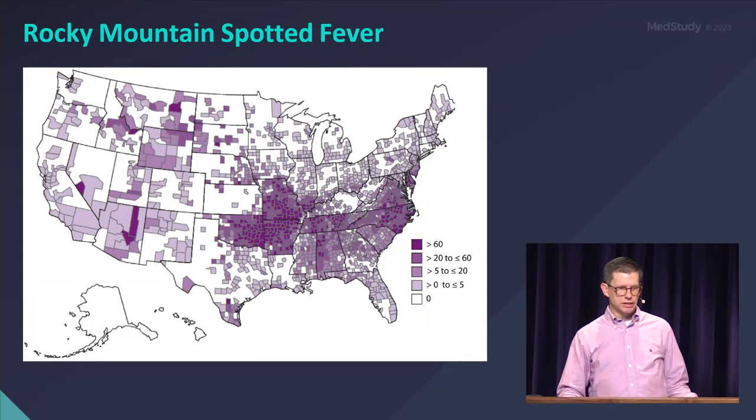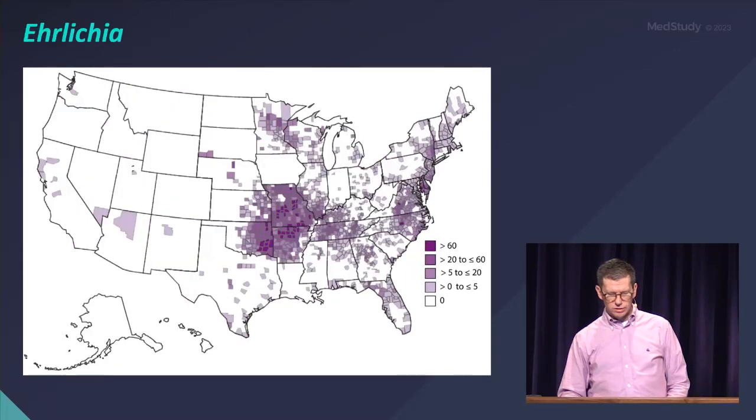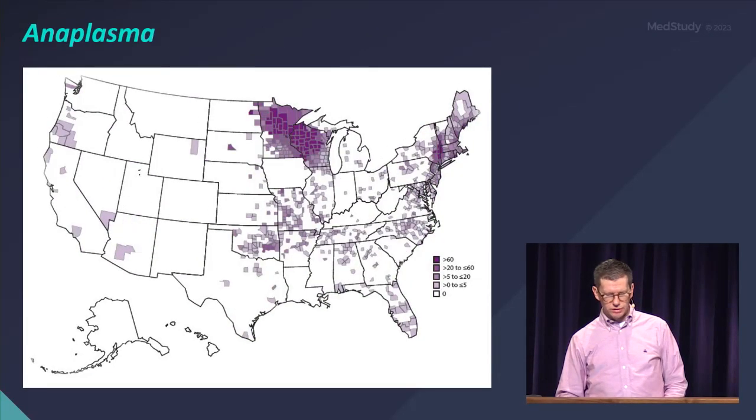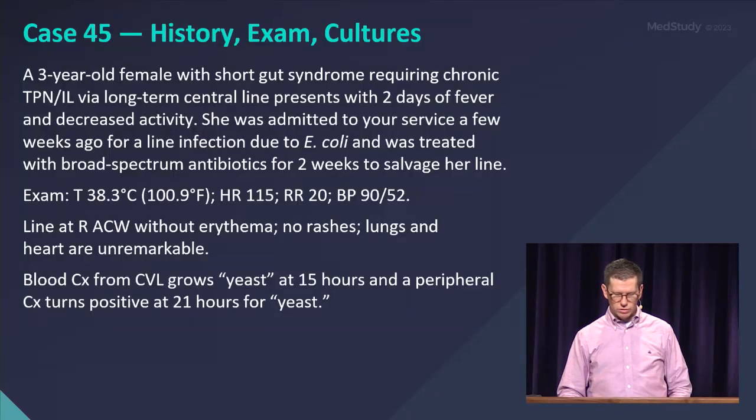So once again, Rocky Mountain spotted fever, where it lives; Ehrlichia, where it lives; anaplasma, where it's concentrated. So think about geography when it's helpful.